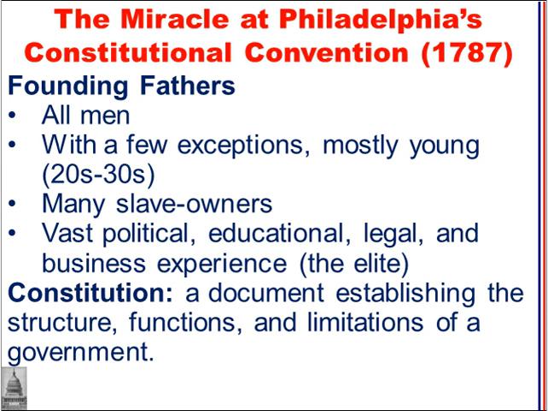The Founding Fathers were all men. They're mostly young, in their 20s and 30s, with a few exceptions, like Ben Franklin. There were many slave owners among the framers, and among the framers there was a vast political, educational, legal, and business experience. This group represented the elite. So for the elitists, this is an argument that American government is elite. So they worked on a constitution, which is a document establishing the structure, functions, and limitations of a government.